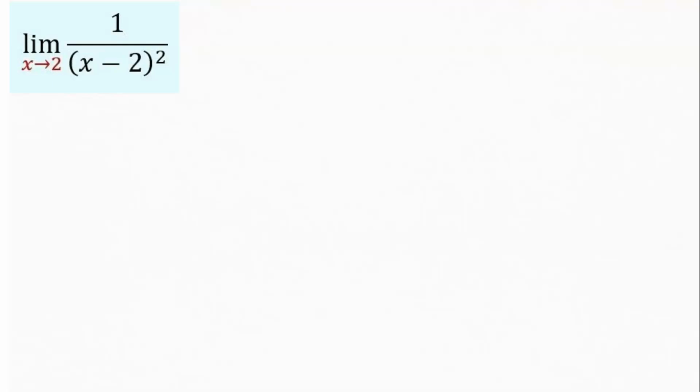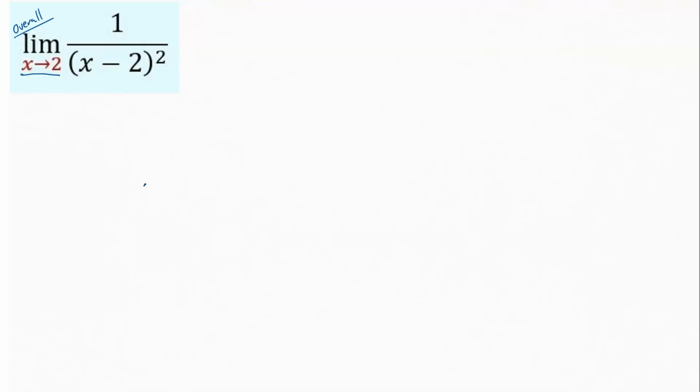We've got a problem here where they're asking us to find the limit as x approaches 2 of 1 over (x minus 2) squared. What we're looking at here is an overall limit. So there's no plus or minus in the exponent on that 2. So we're looking at an overall limit on this problem.